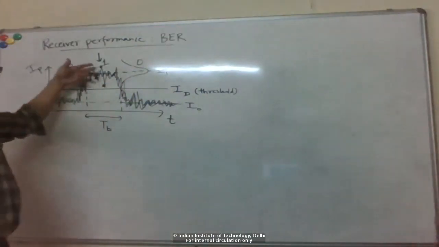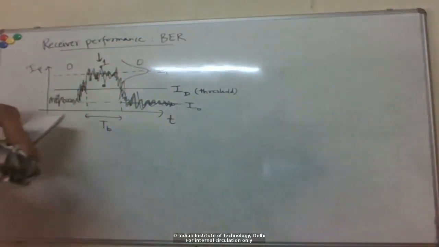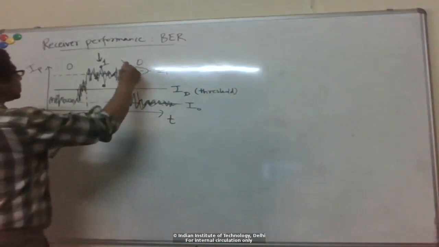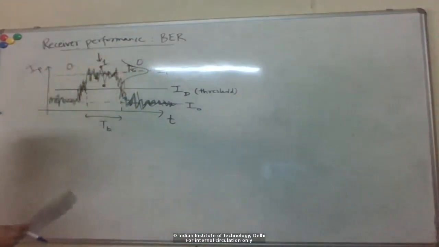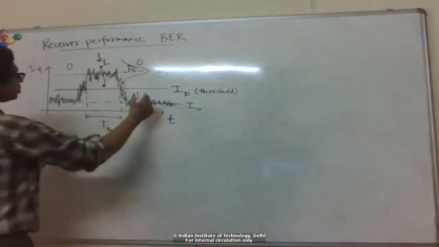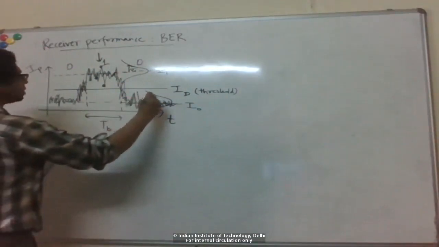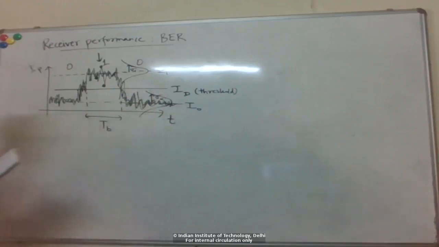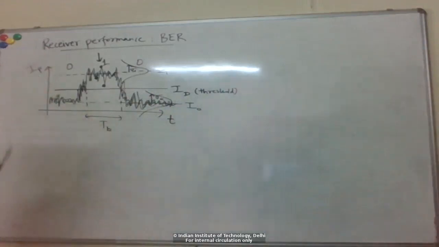So if you plot the statistics of the samples that you get, you'll get a Gaussian kind of distribution, where the standard deviation you can denote by sigma 1, for bit 1. Similarly, for bit 0, I'll get a spread of values, and if I plot the distribution, I'll get something like a Gaussian distribution with again standard deviation sigma 0.